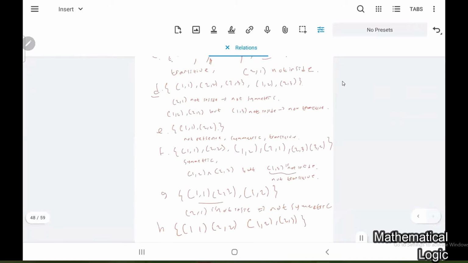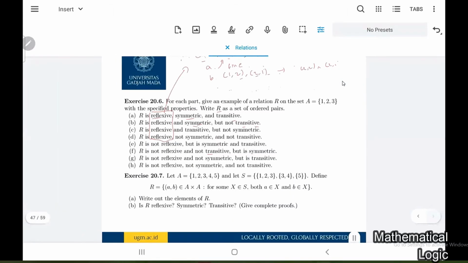So what we have here, 1, 2, 2, 3. So 1, 3 is not inside, so not transitive. And then 1, 2, but 2, 1 is not inside, so it is not symmetric. And then we have 3,3 is not inside, so that's why it's not reflexive. So that's the idea how to construct this kind of stuff. But once more, it maybe can produce another answer. So as long as it satisfies all conditions, that should be fine. Maybe any question?